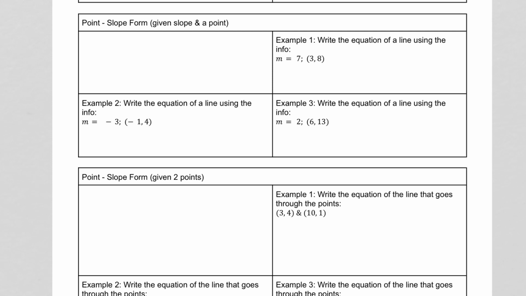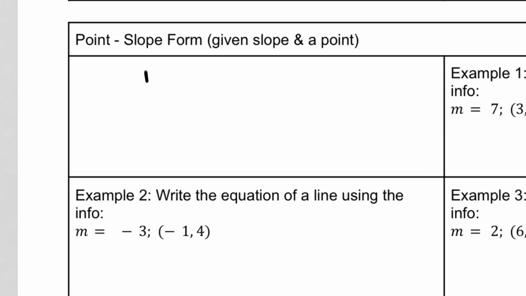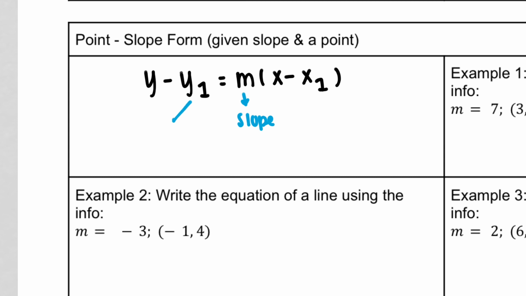Another way we learned how to write equations was through point slope form. So you do have an equation for that, and it is y minus y1 is equal to m times (x minus x1). Again, your m is still your slope, but this y1 is the y of the point. So either the given point or the point you choose, which means that this x1 is the x of the point.